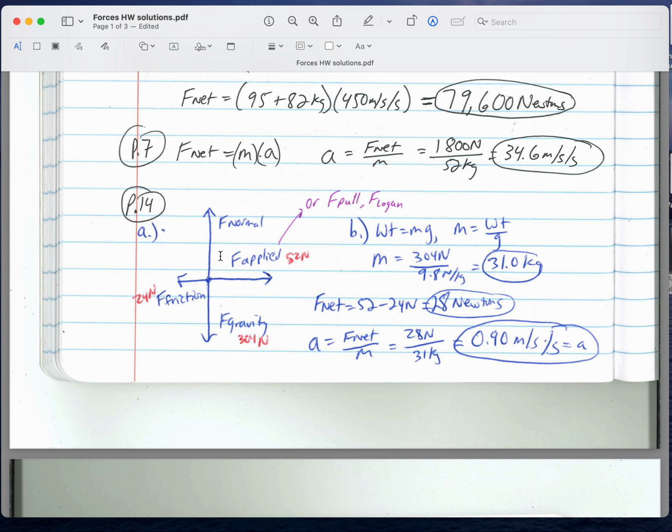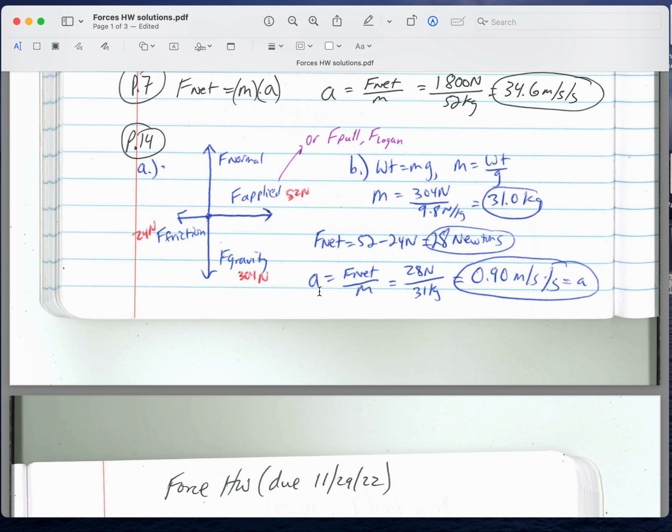So to figure out the mass, I take the weight and divide it by the gravitational constant, and I get 31 kilograms. Again, if you use 10 newtons per kilogram, you got a slightly different number. The net force is simply the difference between the applied force and the friction force, so that's 28 newtons. And the acceleration is that net force over the mass, so I got around 0.9 meters per second per second.